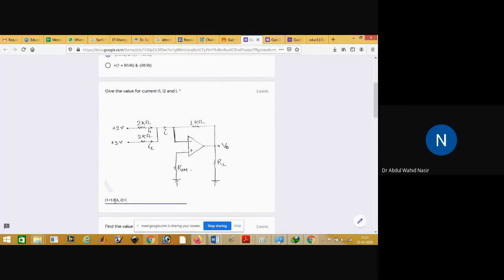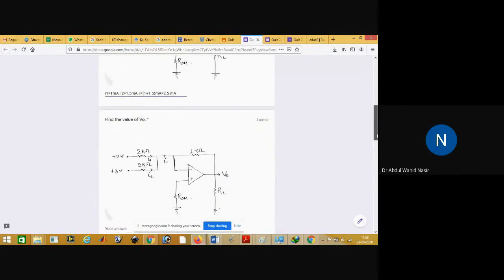That is 1.5 milliampere. And I3 and I. What is I? I is nothing but the summation of I1 and I2. So I will be 1 plus 1.5 milliampere is 2.5 milliampere. Okay. So this is the answer. So I1 is 1 milliampere, I2 is 1.5 milliampere, and I is 2.5 milliampere. This is the answer.